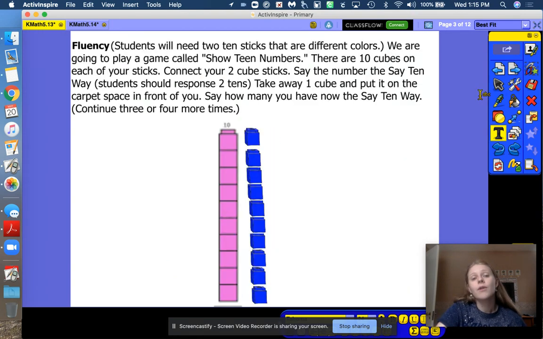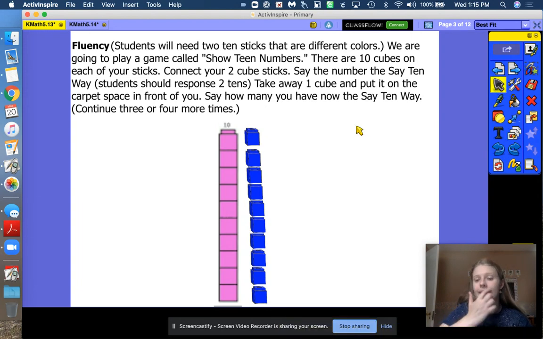All right, for our problem today, we are going to take a look at our cubes, okay? We're gonna say the say 10 way, but this time we're gonna go backwards. So right now I have two tens. What do I have? Two tens. I have a pink tower of 10 and a blue tower of 10.